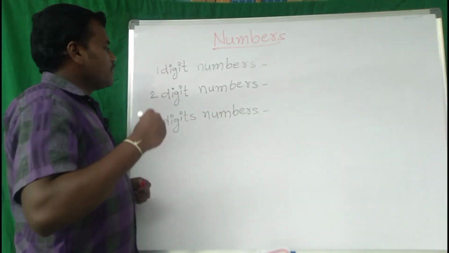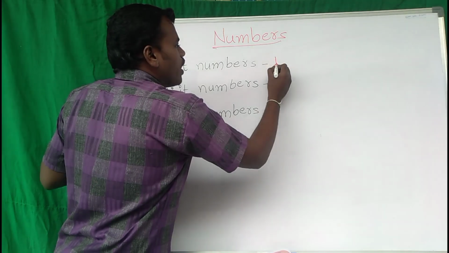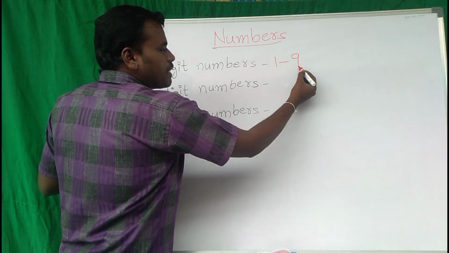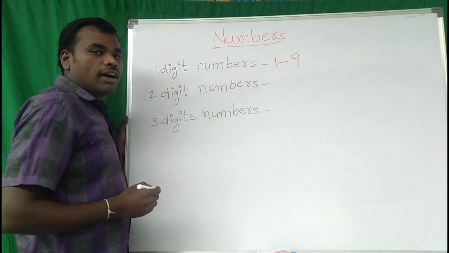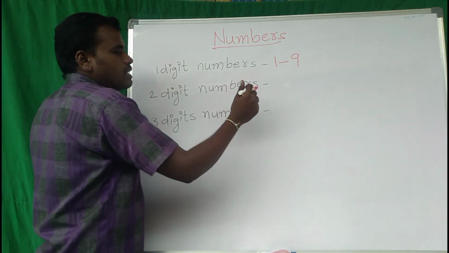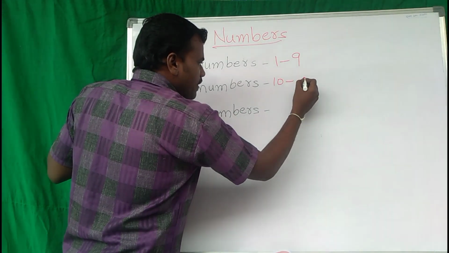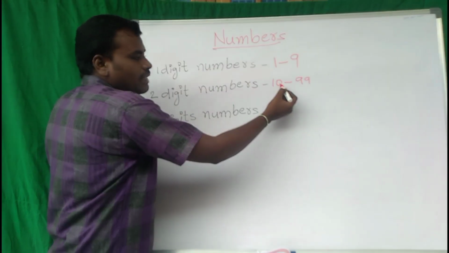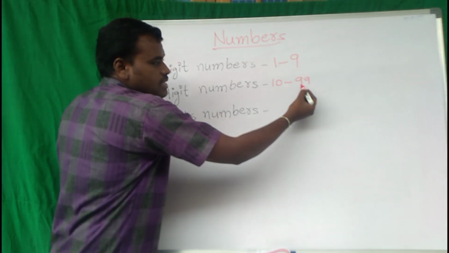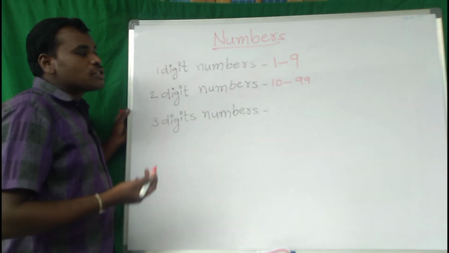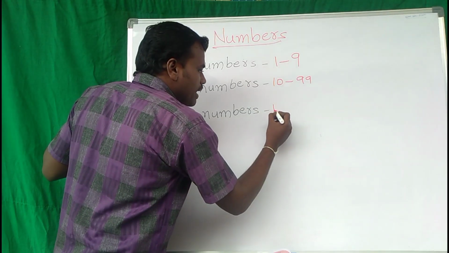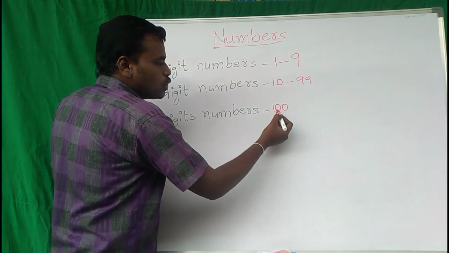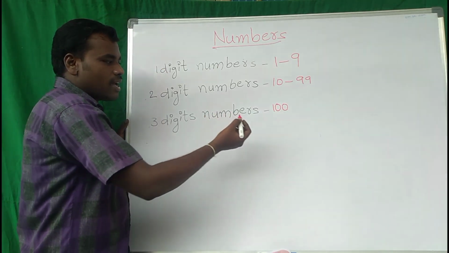Now let us write again. The one digit numbers start from 1 and end with 9, the smallest being 1 and the biggest being 9. Then the two digit numbers start with 10 and end with 99, the smallest being 10 and the biggest being 99. After 99 we have 100. So 100 is a three digit number: 1, 2, 3.